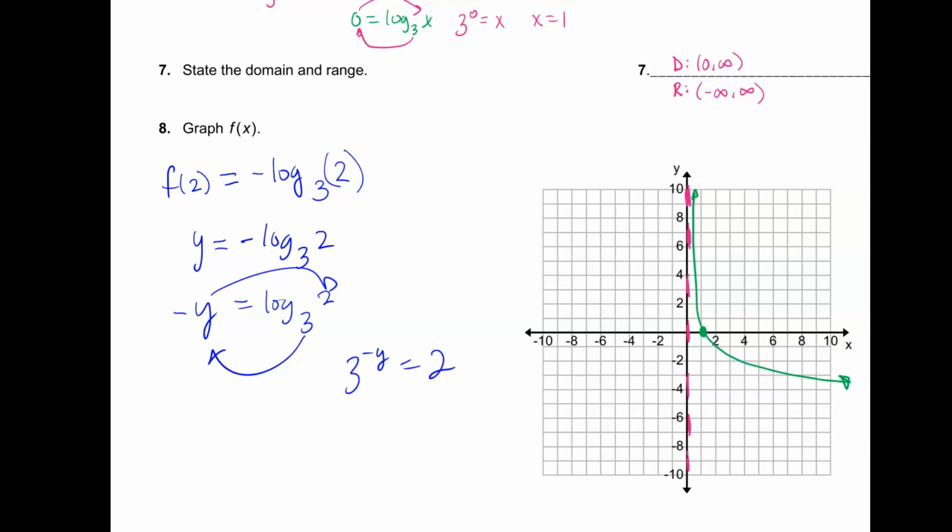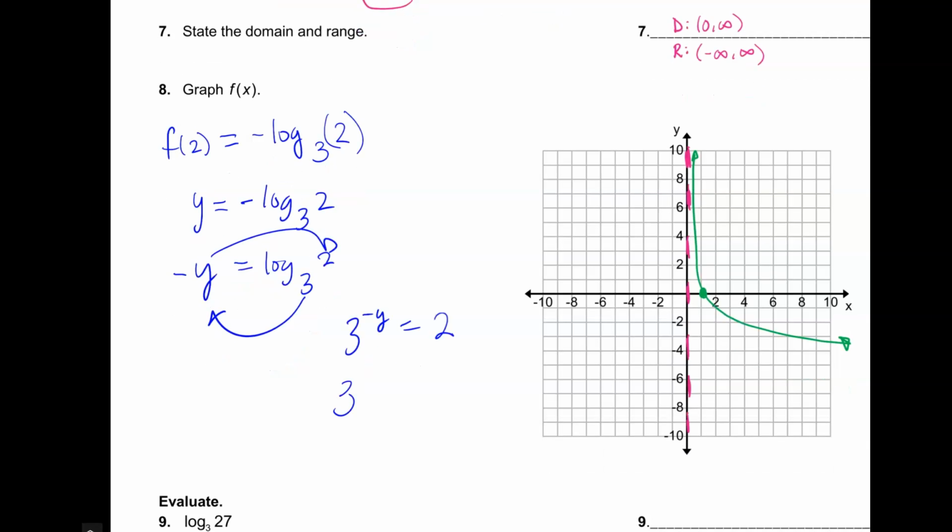Wait, 2? Yeah. Because then you're like, well, 3 to the negative y equals 2. It'd be better for me to write it as 3 to the negative y is equal to x, and plug in values for y. Alright, so here's x, here's y. I could plug in 2 for y. 3 to the negative 2 equals x, so that's just going to be 1/9. Which makes sense, right? It's down here.